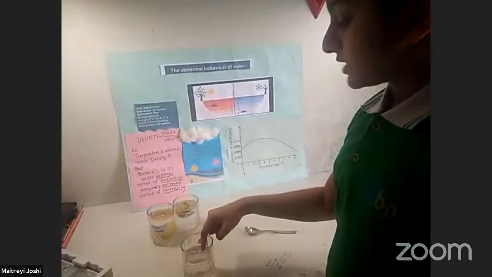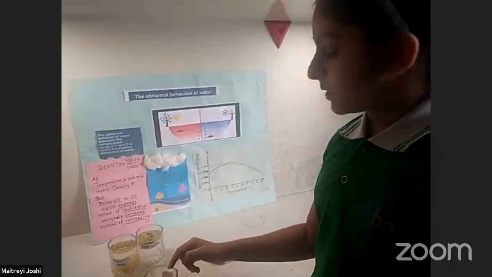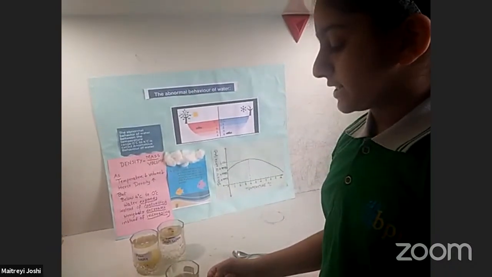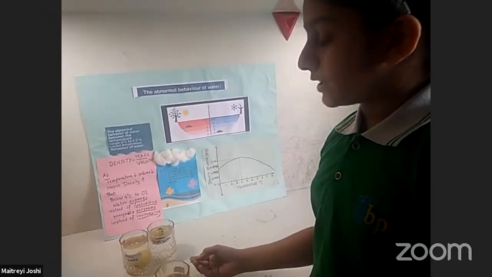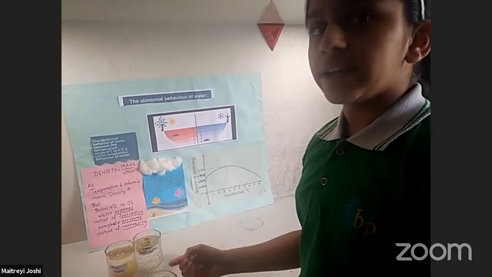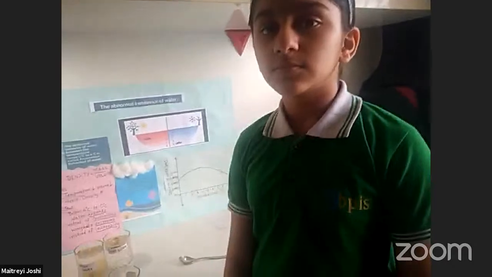Why did this happen? Because the temperature of the ice was in the range of 0 degrees Celsius to 4 degrees Celsius, where the density of water is higher than that of the ice. That's why it floated. Thank you.